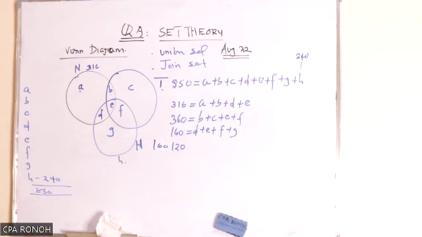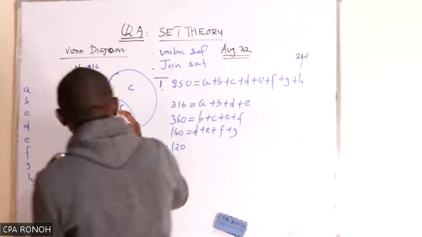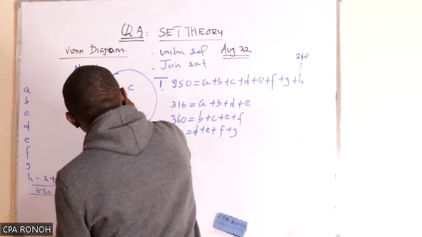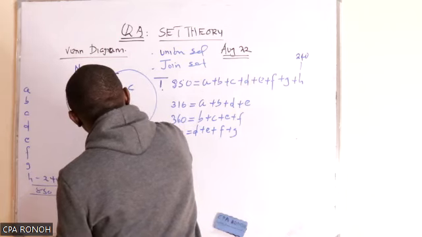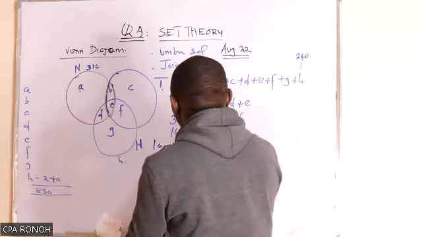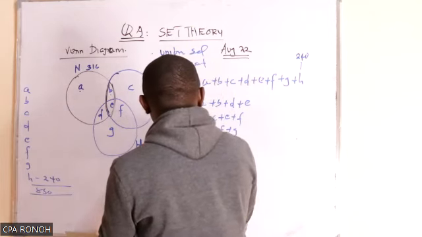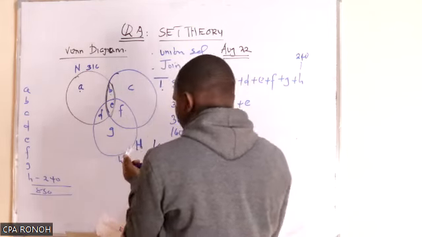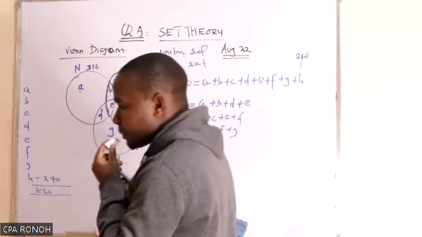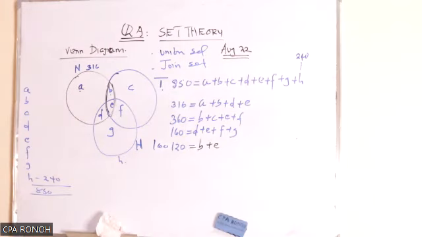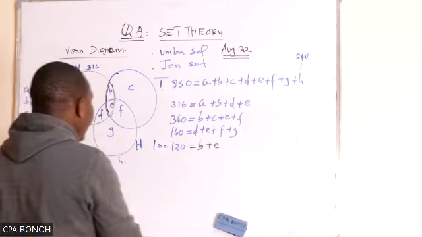Nissan and Toyota. Then it will mean Nissan and Toyota, it is this part. So that is B plus E.